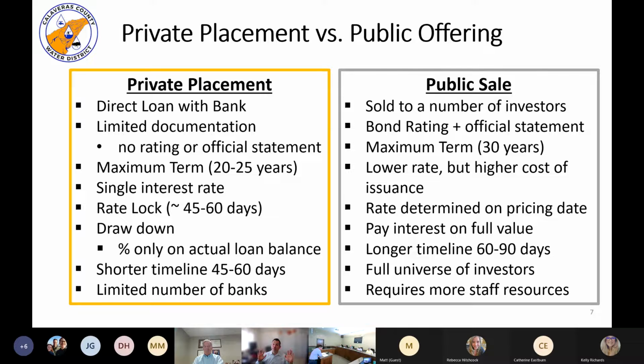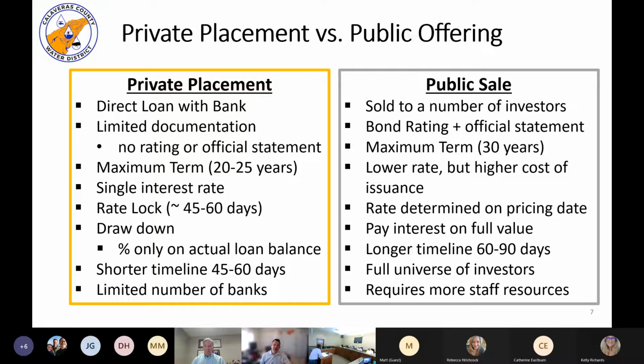In comparison, a public sale, you hire an investment bank, and they go through this process. You have to get a rating, go through an official statement, much more legal documents involved. And then at the day of pricing, which will be at least 60, 90 days from now, that's when you actually determine the interest rate.